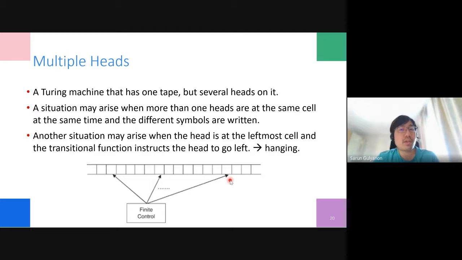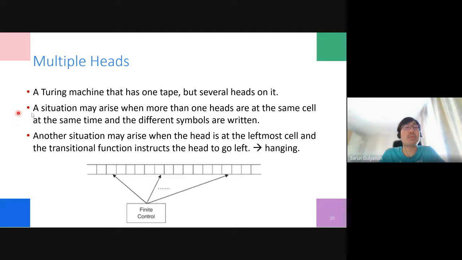Okay, and what else? For this one, there are two things that you need to be careful about when you use this kind of Turing machine. The first one is that there may be a situation where multiple heads are at the same location at the same time. When you read, that's fine, but when you write, if you try to write different symbols to the same location, then we have problems.